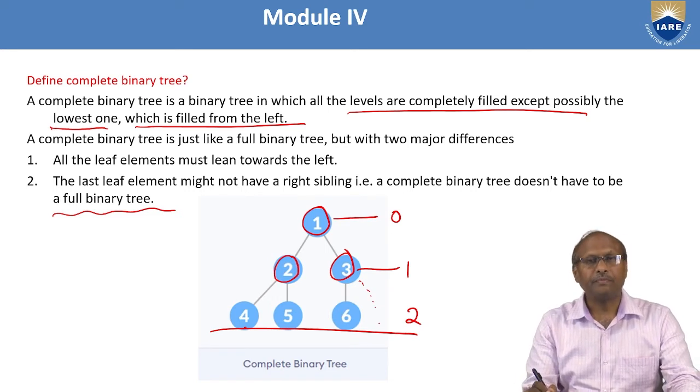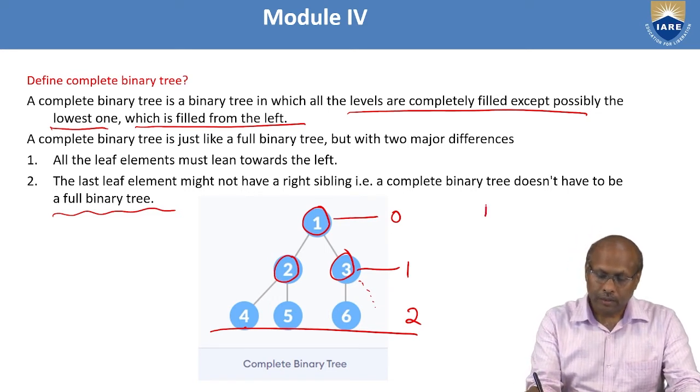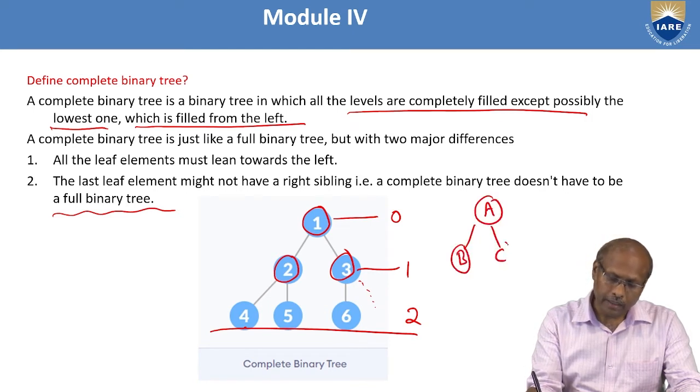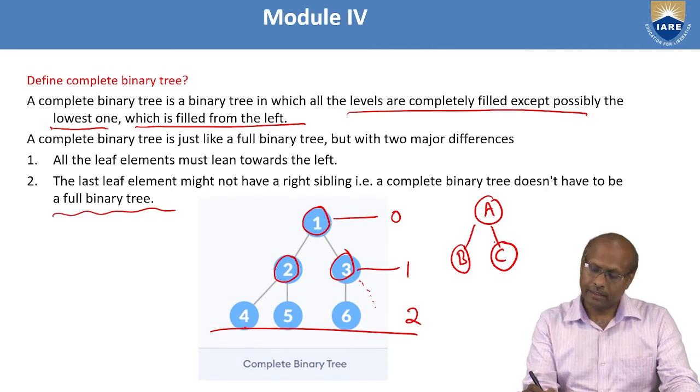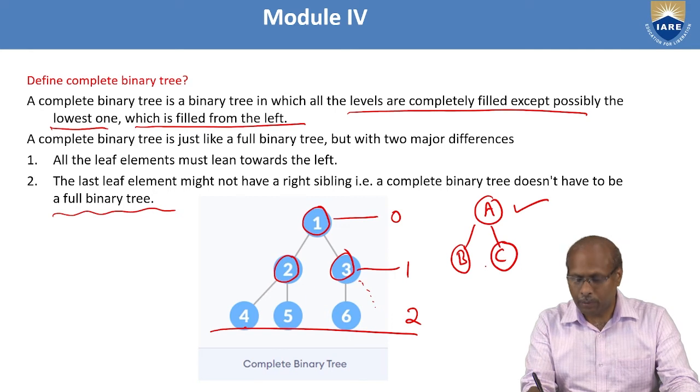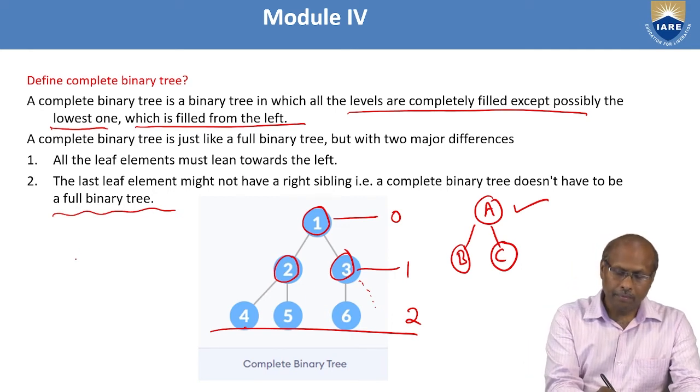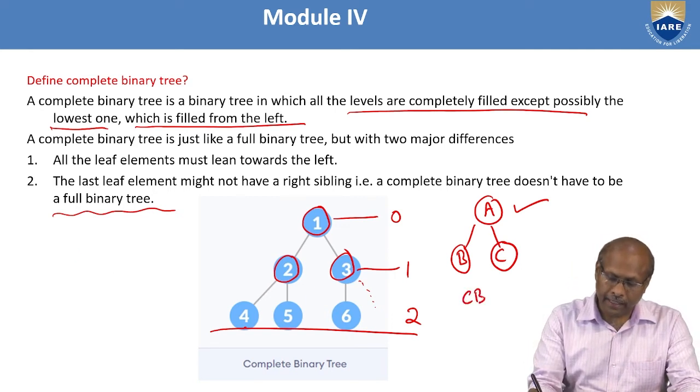For example, they may ask: A, B, C. Is it a complete binary tree? Yes, it is a complete binary tree. Is it a full binary tree? Yes, it is a full binary tree also. So it is a complete binary tree.